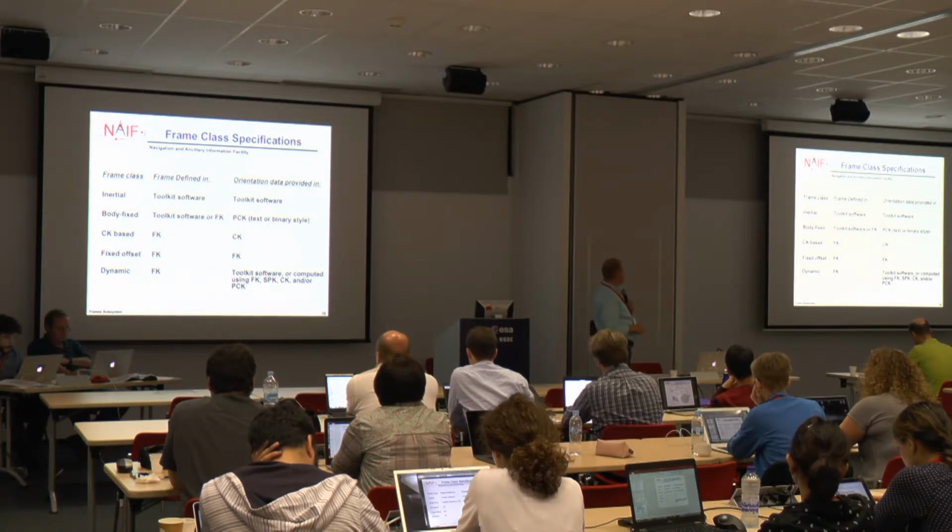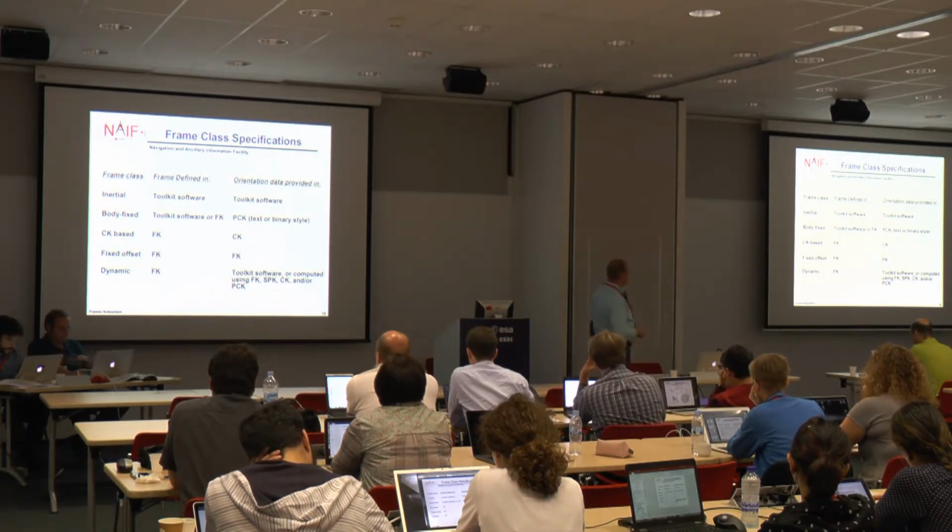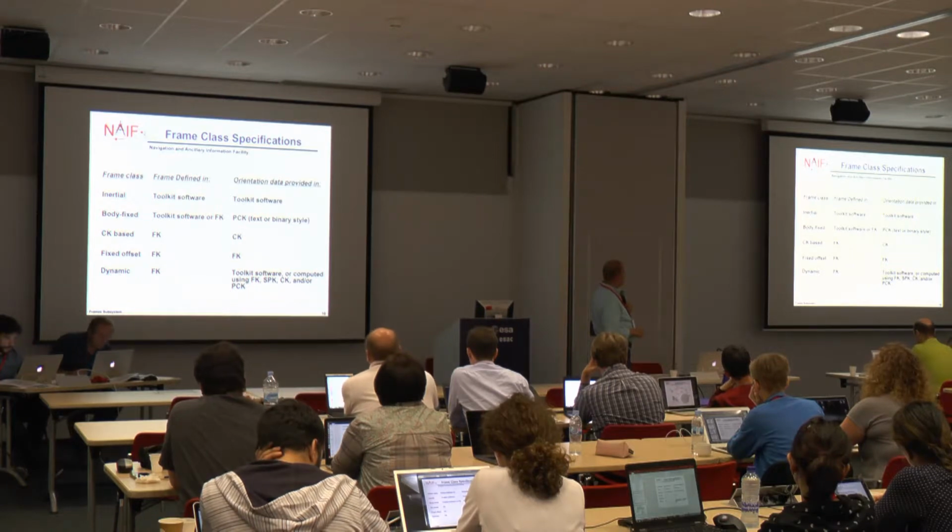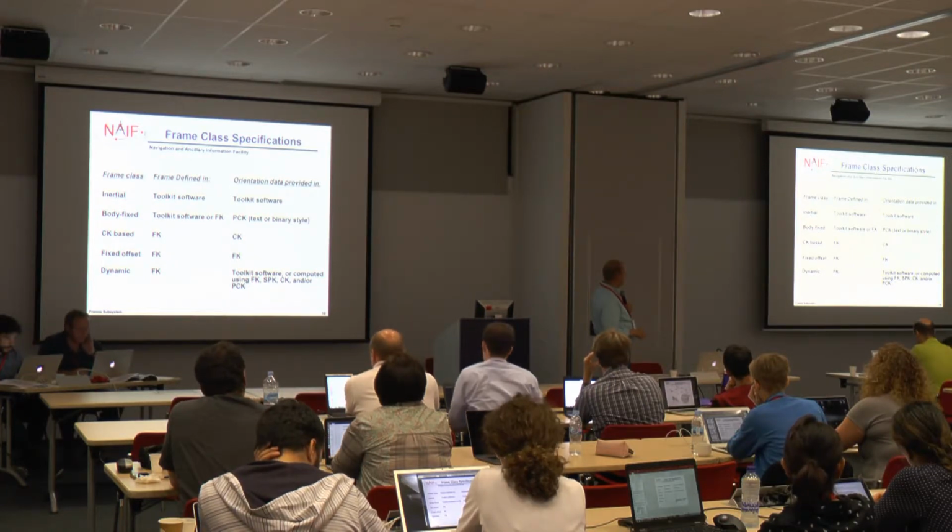for all bodies which have data in the IAU report, or they can be defined in the frames kernel for other bodies for which the report doesn't provide data. In most cases, though, the data for these body fixed frames will be provided by PCK files, either text or binary.